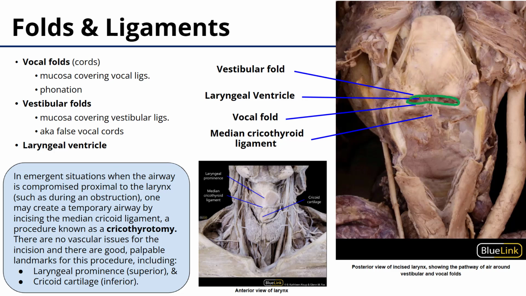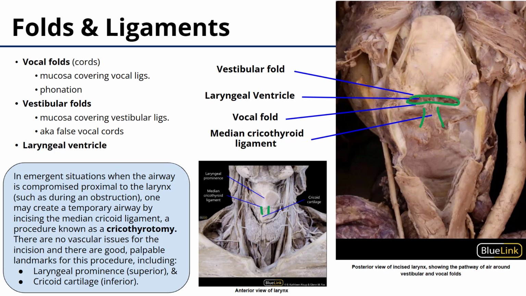And then inferior from the vocal folds, we have the median cricothyroid ligament. That median cricothyroid ligament is visible in the anterior neck. You can palpate it. If you put your finger on your laryngeal prominence and then just move inferiorly, you can feel a divot between that and the next firm, palpable structure. That divot is the median cricothyroid ligament, and that is what may be incised along with the skin superficial to it during a procedure known as a cricothyrotomy.